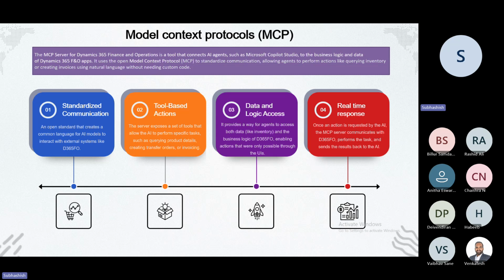It provides a way for an agent to access both data like inventory and business logic of Dynamics Finance and Operations, enabling actions that were only possible through UIs. So I was just creating this through UIs from front end, but now using this MCP you can get this automated, and it's a real-time response. Once an action is requested by the AI, the MCP server communicates with Dynamics 365 and performs the tasks and sends the results back to the AI. So MCP servers are getting into limelight more and more.